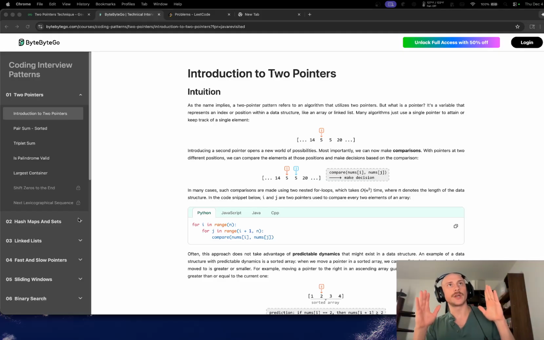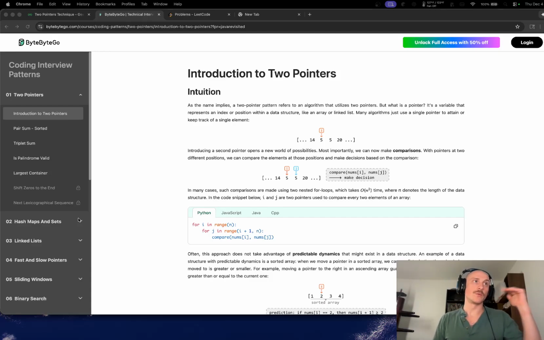So we're going to start with two pointers today. What we're going to do is understand the strategy in and of itself, and then apply it to a few coding questions. And later on, in further streams, we'll work through other sections of ByteByteGo and other platforms' coding interview patterns or strategies, basically. So, without further ado, let us begin with the Introduction to Two Pointers.